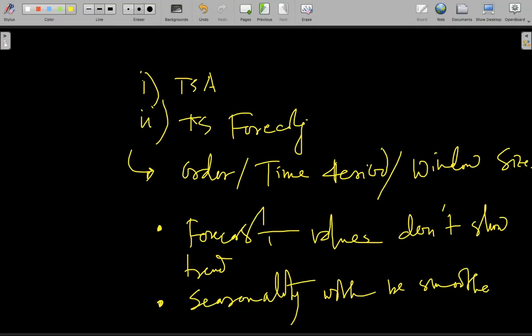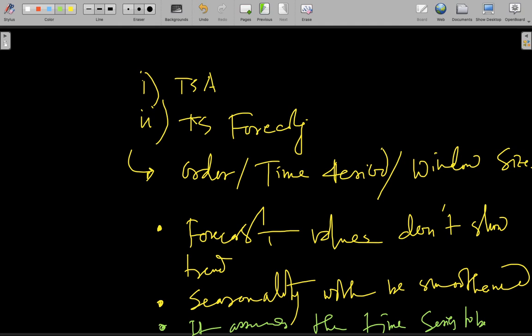One more assumption about this simple moving average is that it assumes the time series to be stationary. That's an assumption, and we can't really know if we're getting a better result or a worse result if the stationary condition is violated. So there are certain vague areas when we are using this simple moving average.